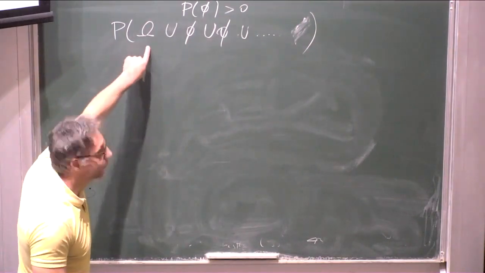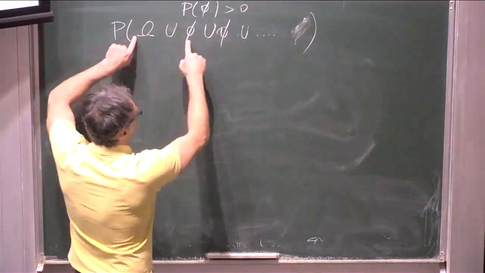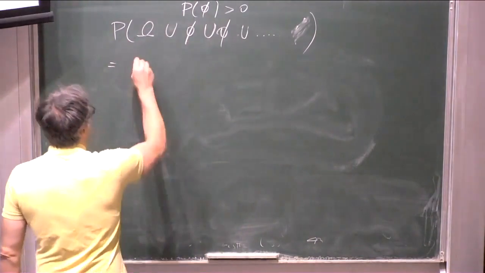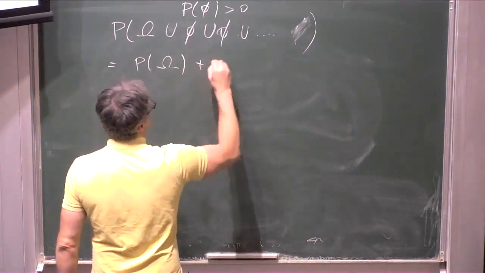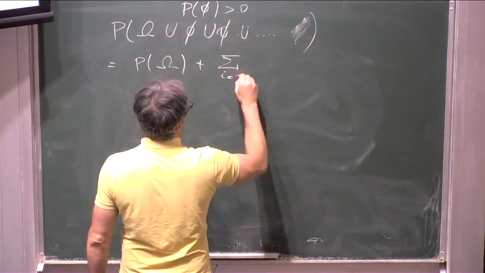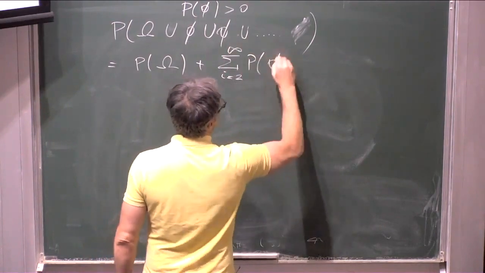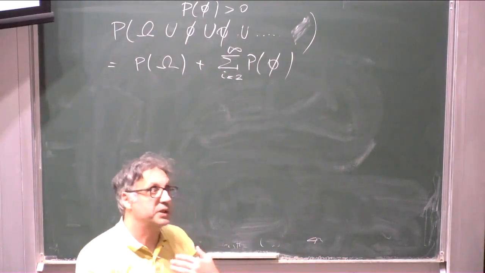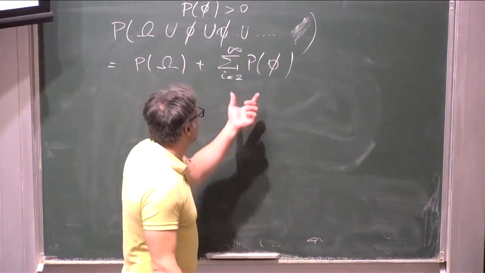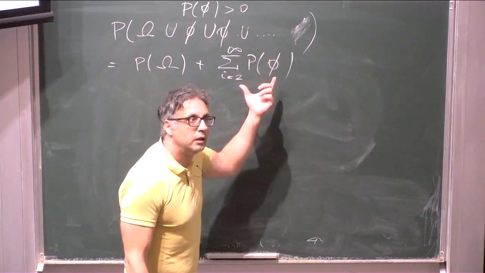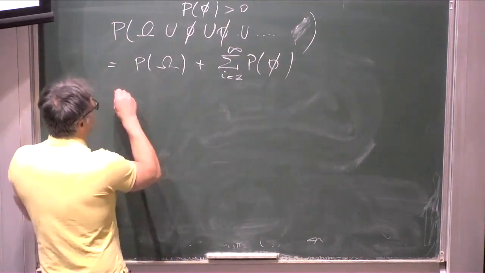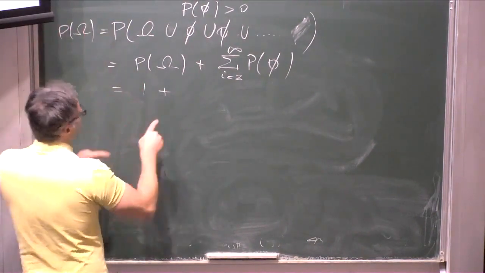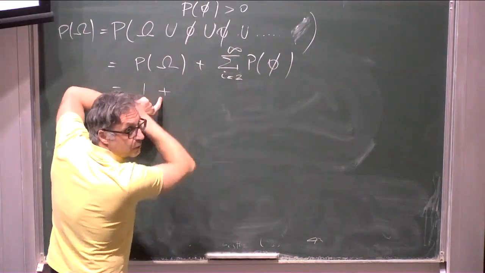Look at this. Now, these are pairwise disjoint, the same as before. This is the probability of omega plus the sum, i going from 2 to infinity, of the probability of the empty set, which does not depend on i, of course. Now, if the probability of the empty set is positive, this would be infinity again. But this would contradict the fact that this should be equal to 1, axiom 2.